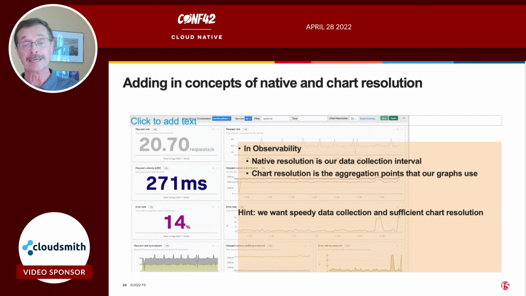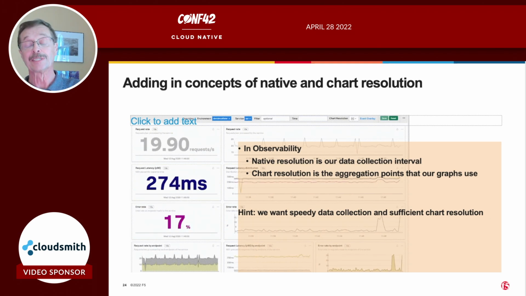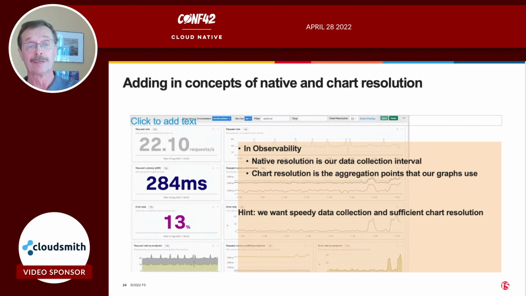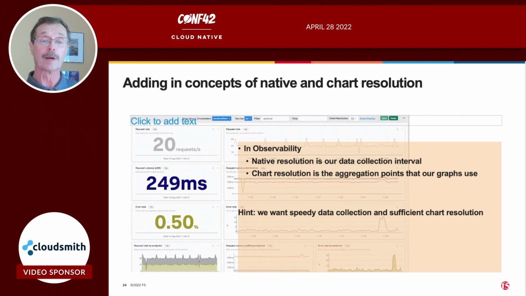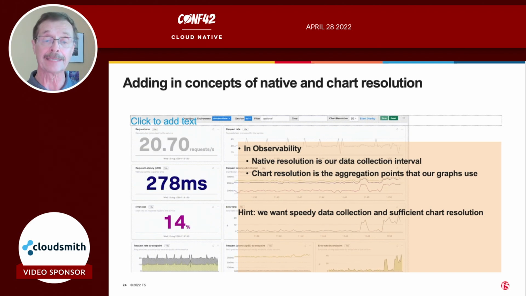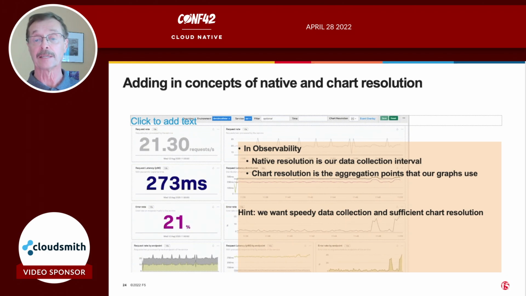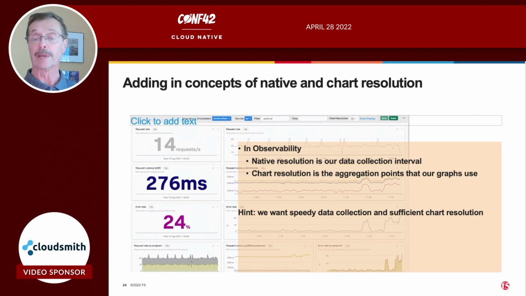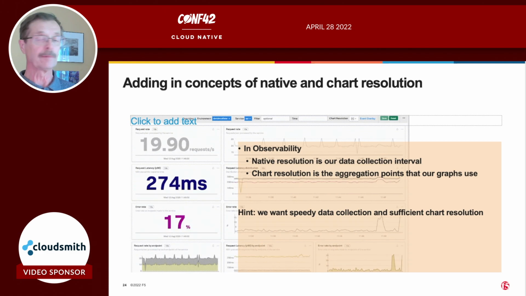And when we bring this in, we have native resolution. How often do we collect data? And chart resolution, which is the aggregation points that we use. So in this particular case, I can be showing you that I'm bringing in requests per second, but I'm actually aggregating these on a 10-second basis. And so we want to be able to look at this so that it makes sense. We get to watch things move. We can look for this. Humans are incredibly good at pattern matching. And so we need to be able to break it down and take a look at what's going on here.